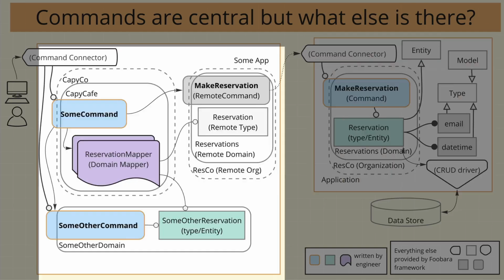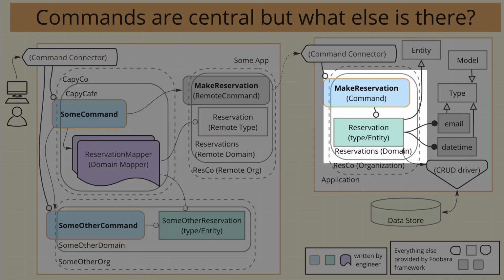Here we have our capybara cafe system. It does know about capybaras and it does know about cafes. And it is going to use our generic make reservation system as an implementation detail. We have a reservations domain.